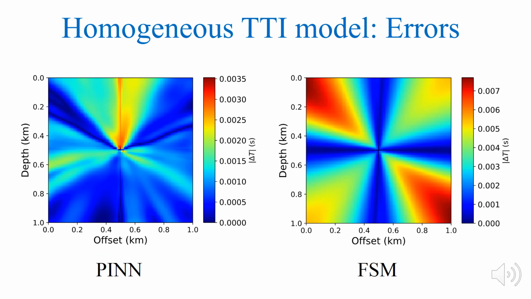Here are the travel time errors for the homogeneous TTI model. This is the source location, and this is the travel time field, with the x-axis and the z-axis, and here are the absolute travel time values. In the case of the physics-informed neural network, the absolute travel time errors are almost half of those we see in the fast sweeping method, so the accuracy of PINNs is comparable or even much better than a regular fast sweeping method.